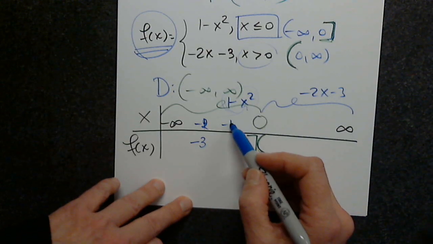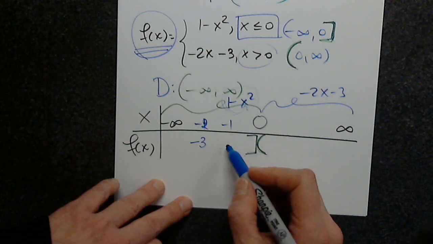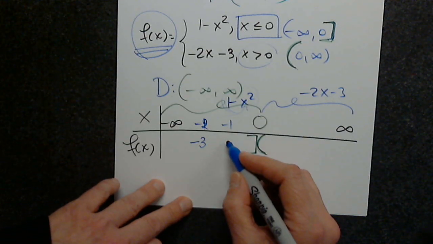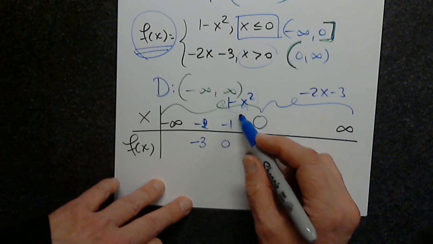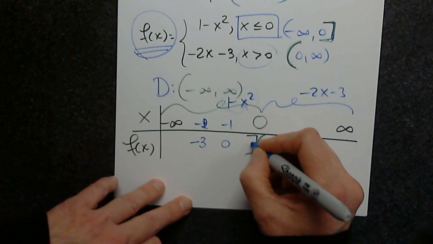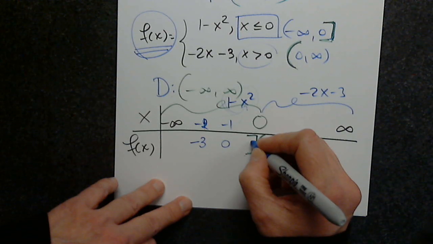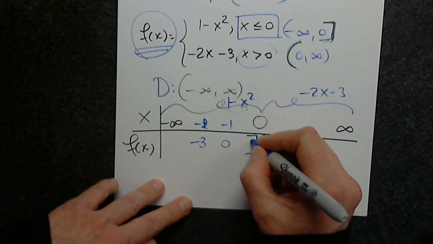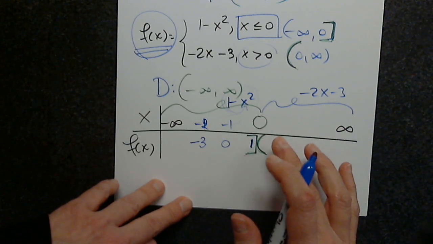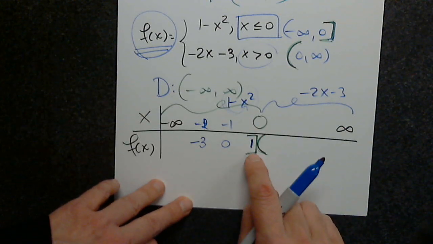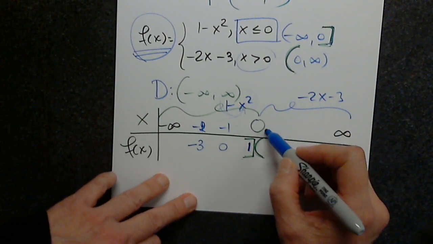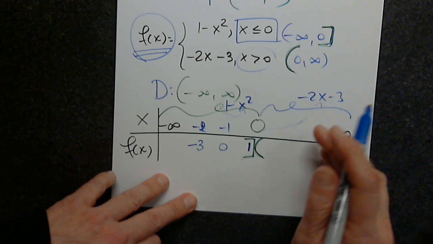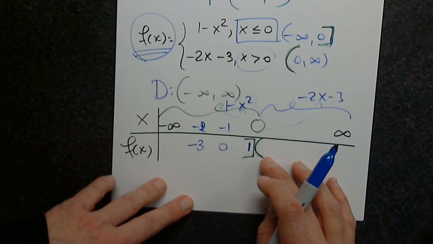Perfect. Please plug in negative 1 and tell me what you get. Excellent. Please plug in 0 and tell me what you get inside the bracket. 1, right? You agree with 1? 1 minus 0, 1? Good. So now I would like you to plug in 0 on the other side. And you should be appalled.